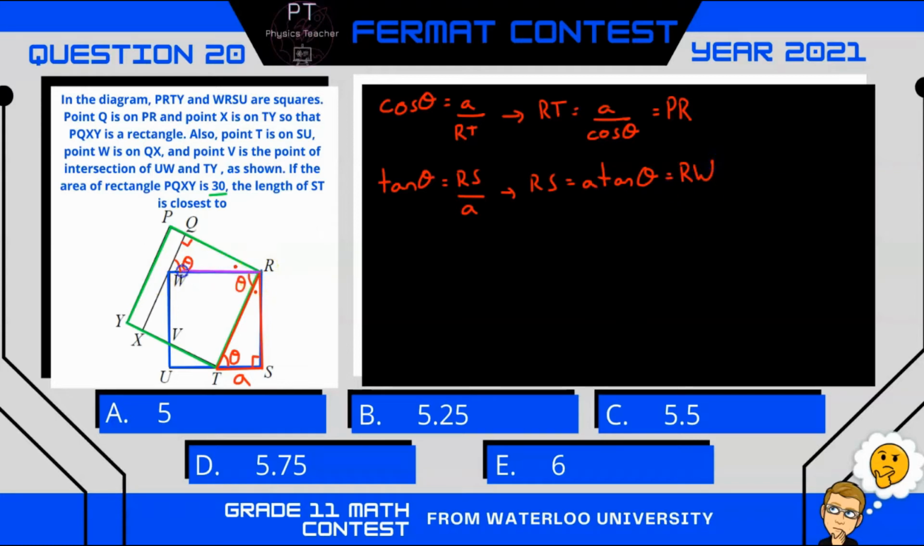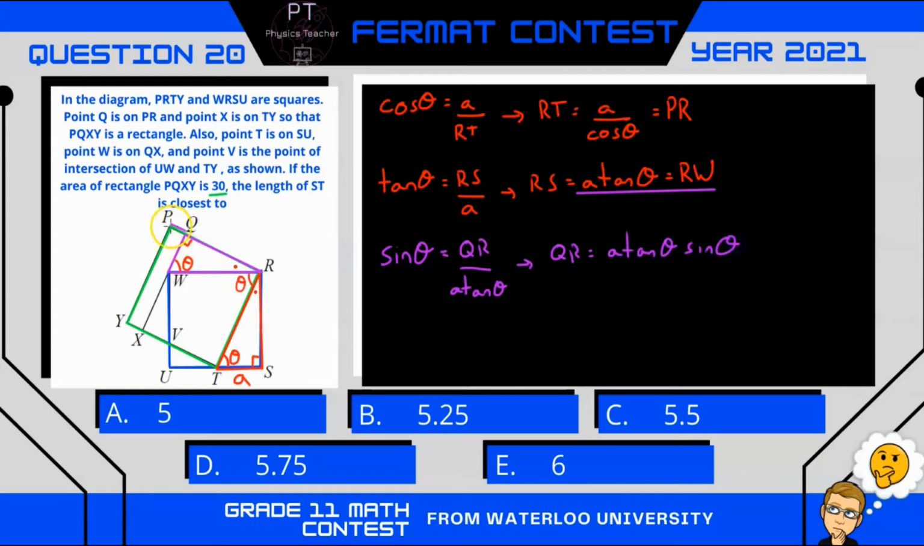Alright, next let's look at this triangle here, RWQ. And we're going to look at the sine of that theta. So the sine is opposite, which is QR, over hypotenuse, which is RW. And I know what RW is. It's A tan theta. So divided by A tan theta. So if I rearrange that for QR, I get A tan theta sine theta.